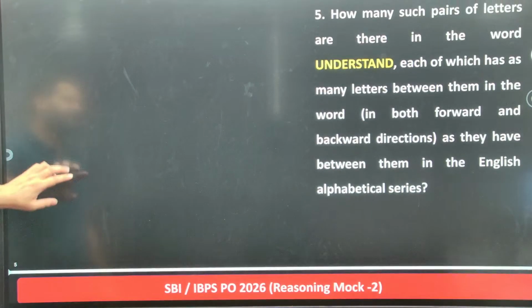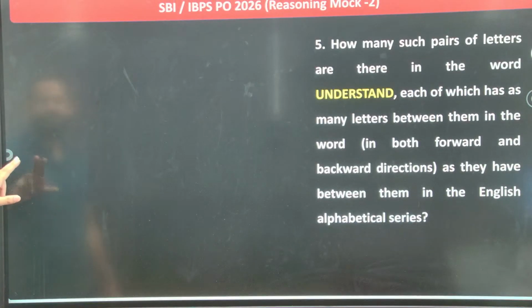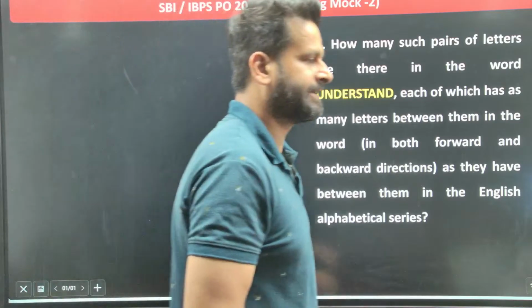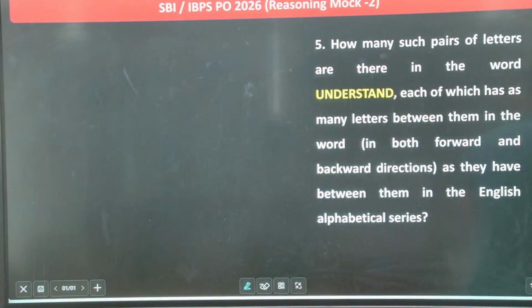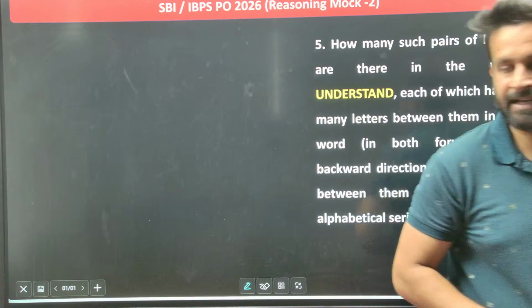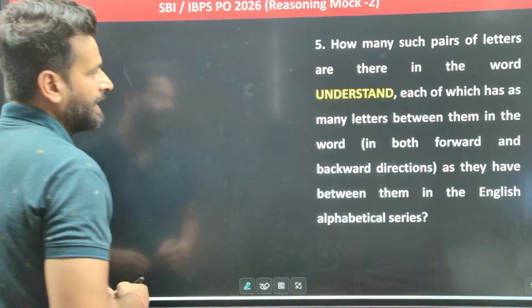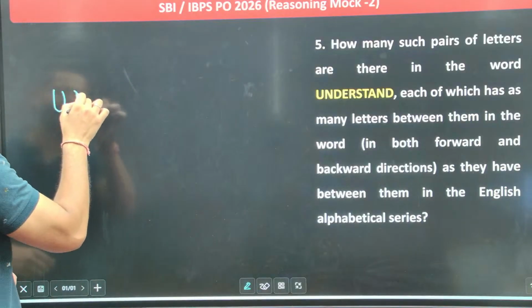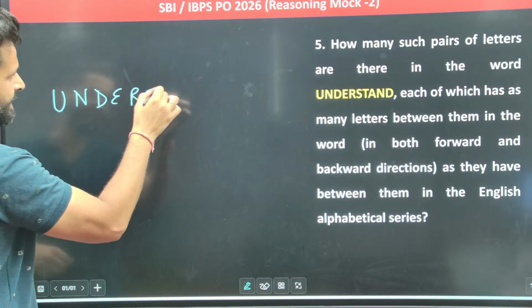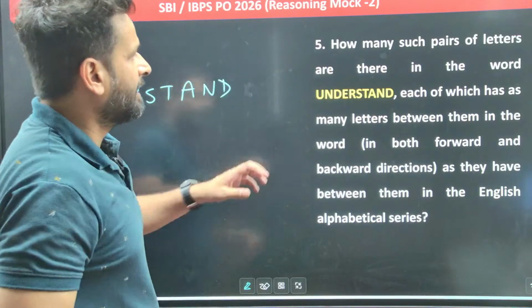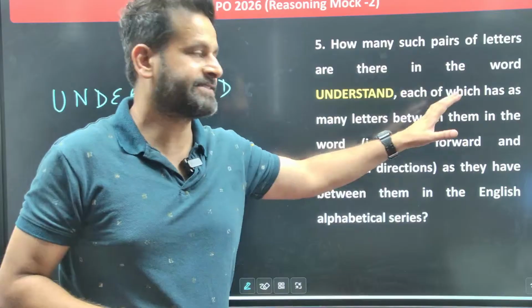Check this out. Read it very carefully. Maybe there are some points that you might miss if you do not read it carefully. Give it a try. Shall we see? Again the word is the same, understand. UNDERSTAND. But the question is different. Pair finding.